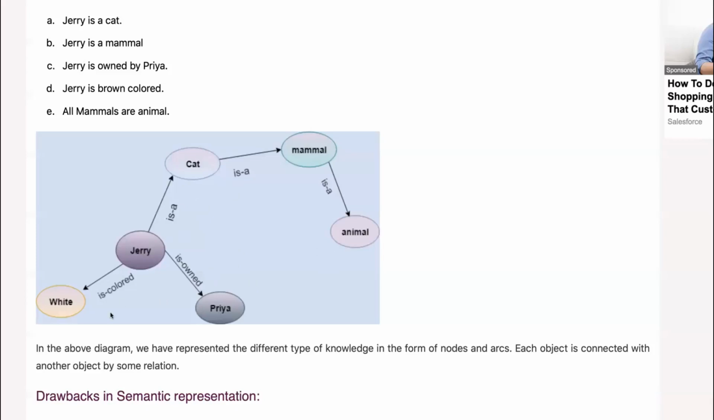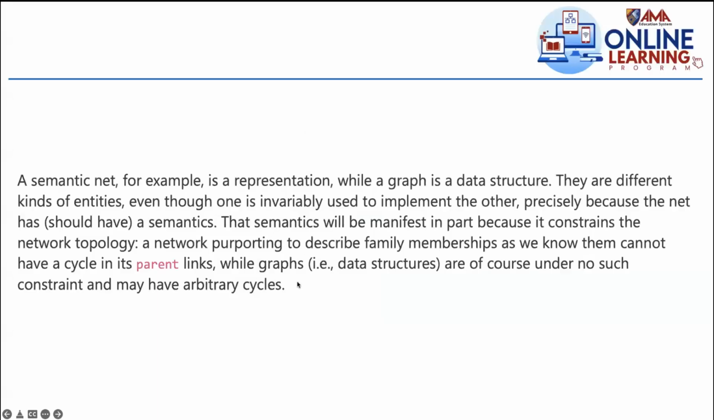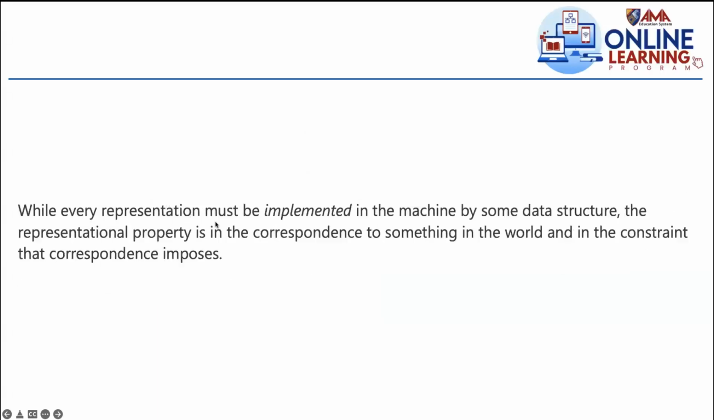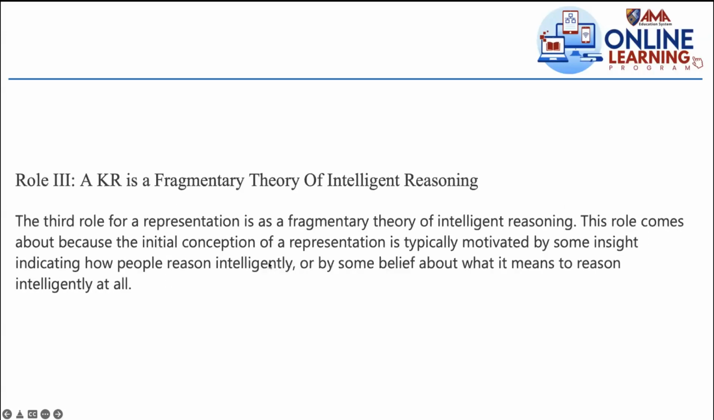Okay, so I suppose you understand that. I believe you understand that, class. So while every representation must be implemented in the machine by some data structure, the representational power is in the correspondence to something in the world and in the constraint that this correspondence imposes. We just use the data structure to implement the knowledge representation in the machine. Notice, in the machine. But knowledge representation is not data structure. Okay, we're now on the third one.